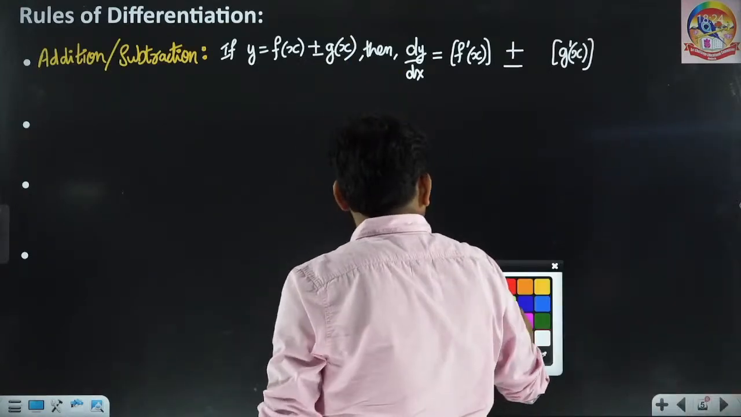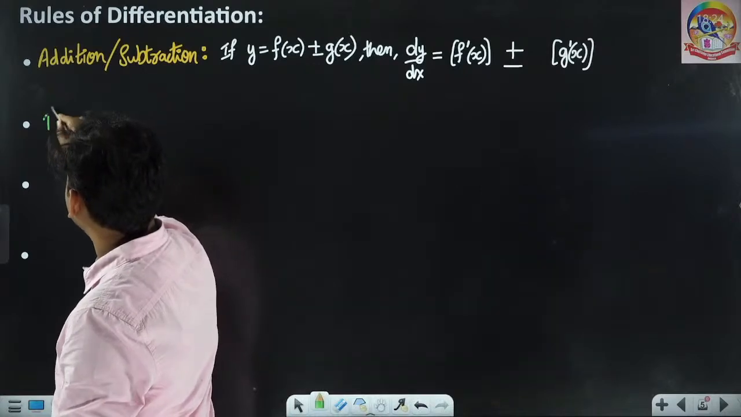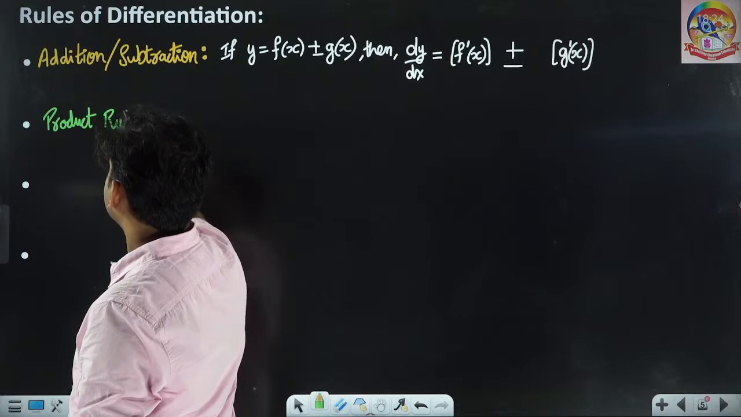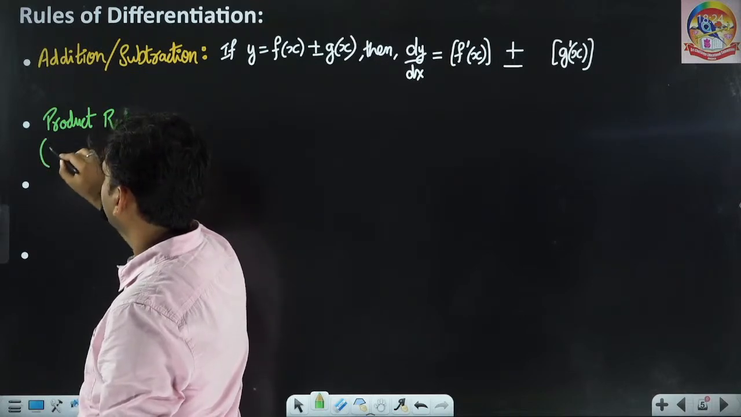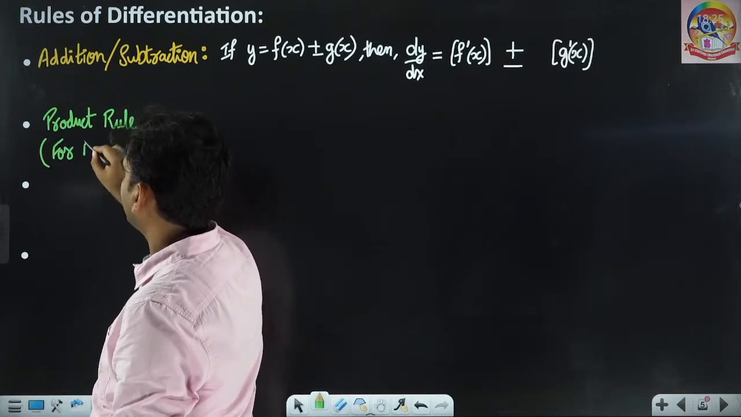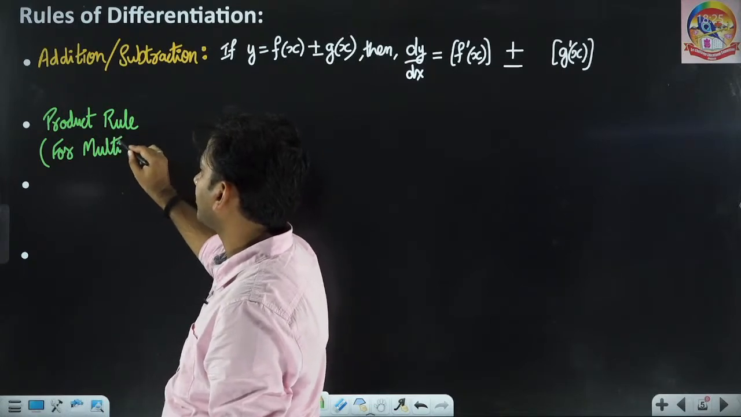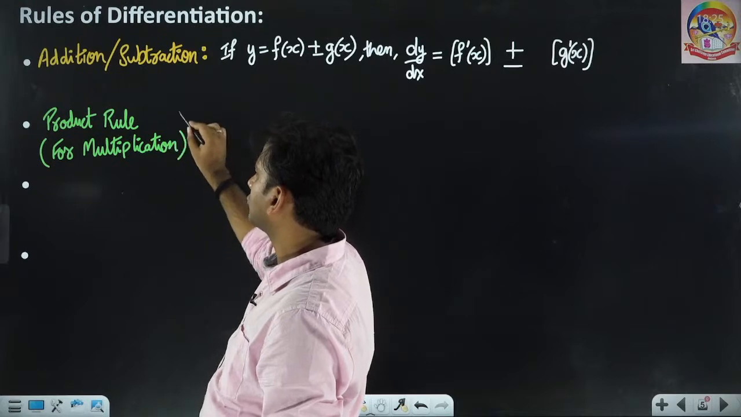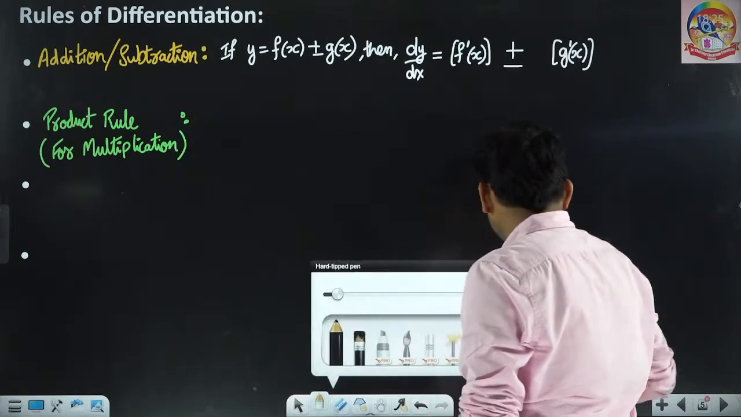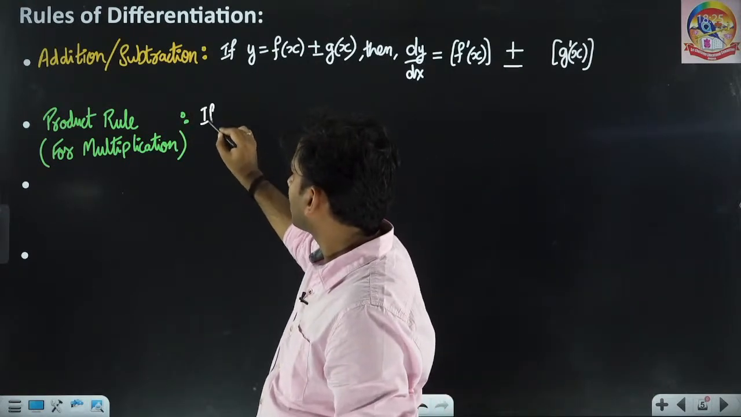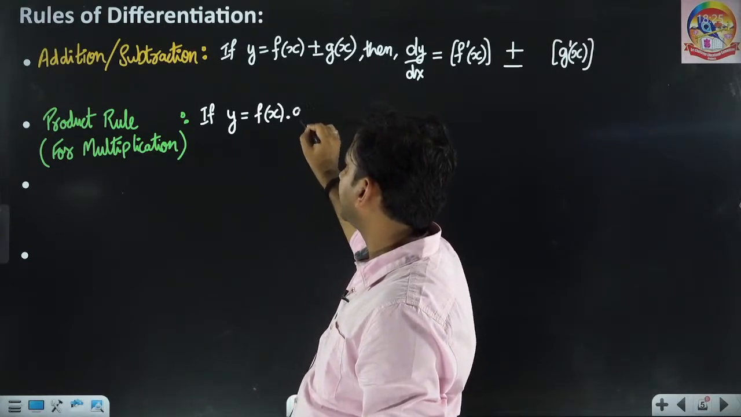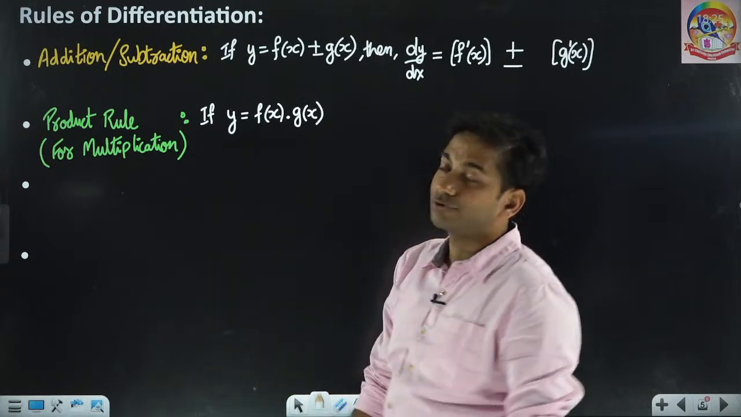If the two functions are in product with each other, we use the product rule. As it is clear, product rule is applicable for multiplication. It is also very easy. It says if y is given as a product of two functions.